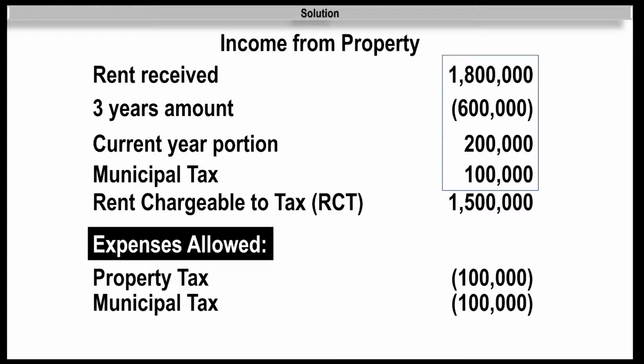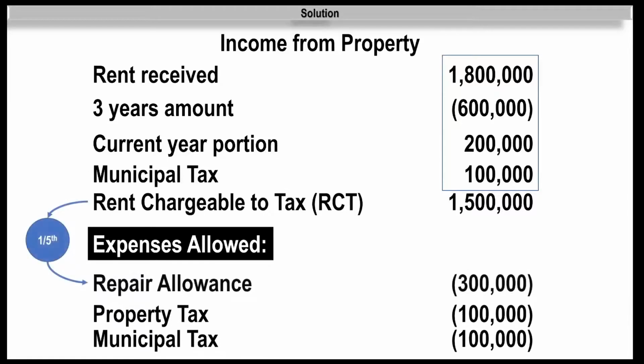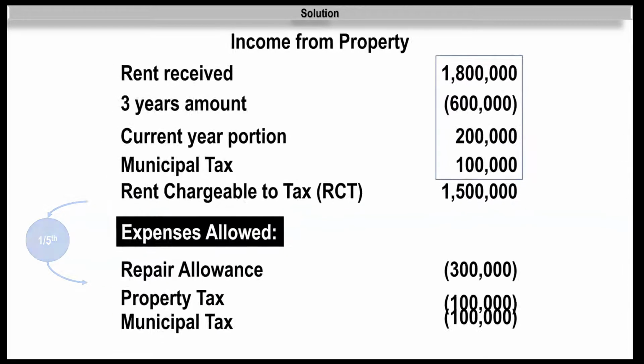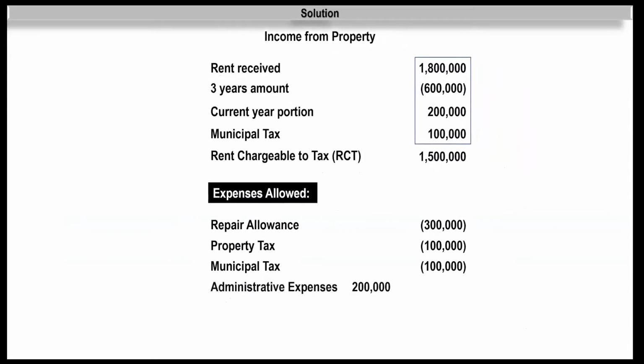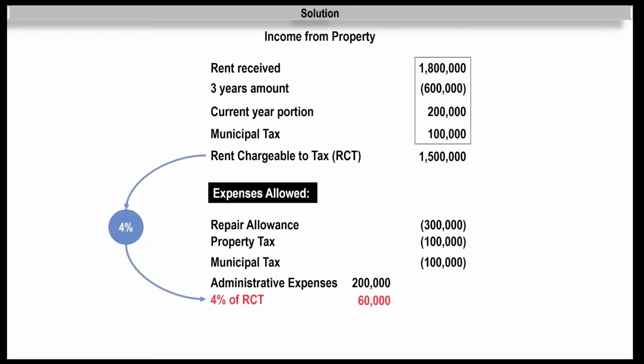Don't forget that in case of building, a repair allowance equal to 1/5 of RCT is allowed as deduction. This repair allowance is always deducted in case of building. Amount comes to rupees 300,000. Let's now talk about administrative expense of rupees 200,000. 4% of RCT is rupees 60,000. Only 60,000 will be allowed as deduction.